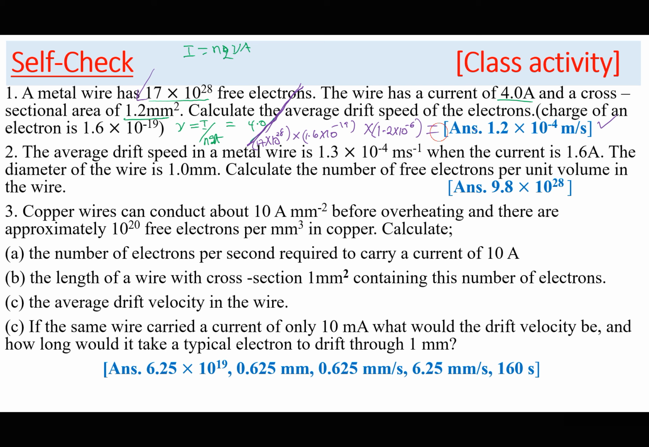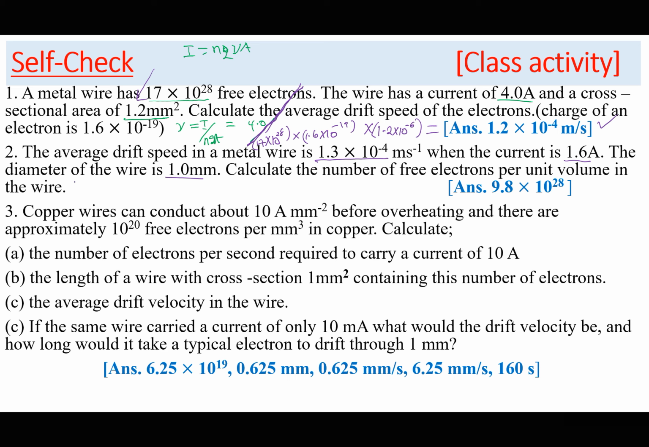You can also verify. The average drift speed in a metal wire is 1.3 times 10 to the power of minus 4 meters per second when the current is 1.6. The diameter of the wire is 1 millimeter. Calculate the number of free electrons per unit volume in the wire. So we want to find n.